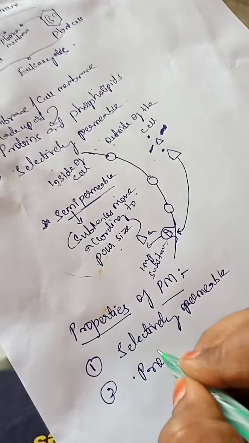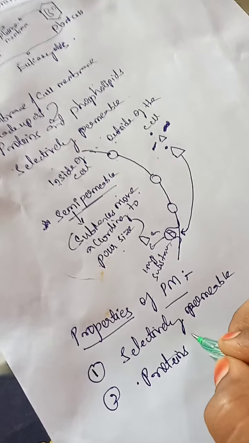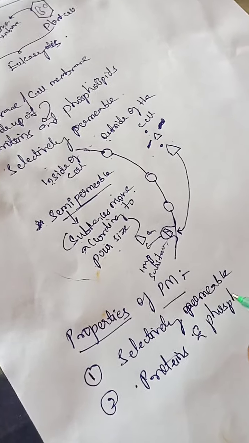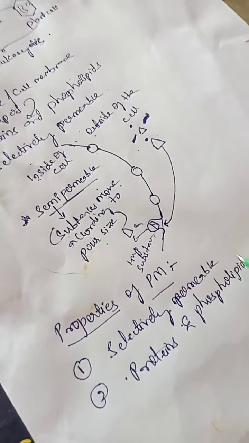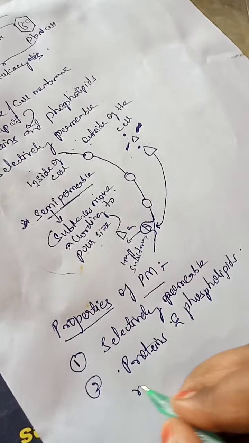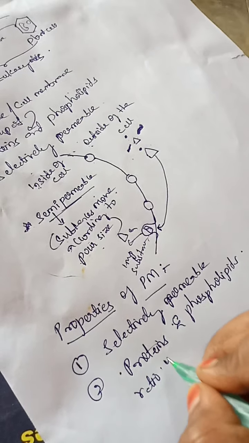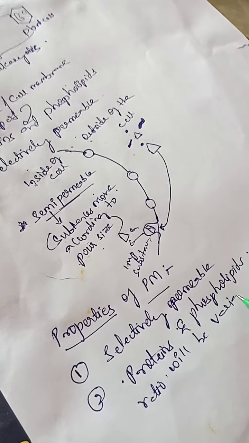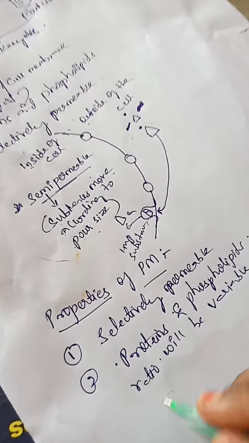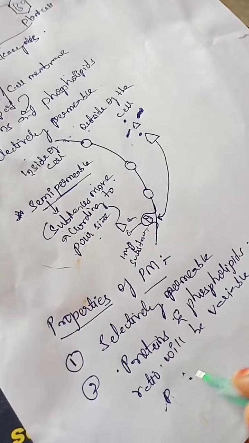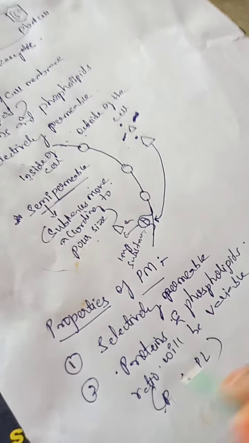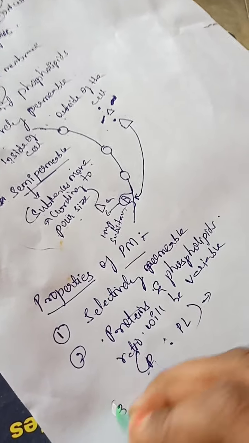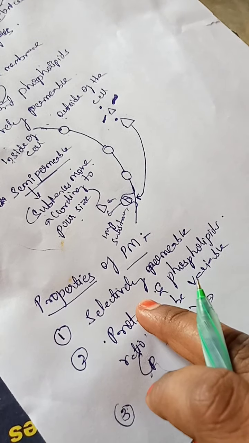Proteins and phospholipid ratio will be variable. Variable means different. So here the proteins ratio and phospholipid ratio should always be different. Then only that membrane will be acceptable.